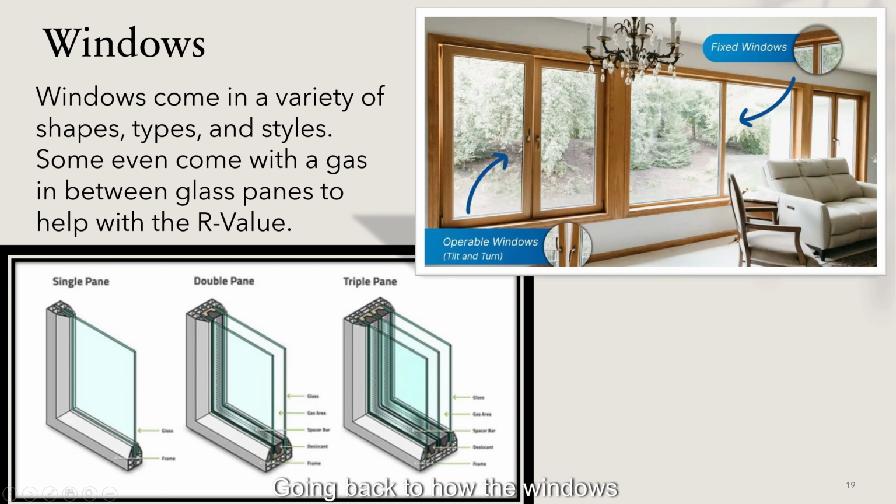Going back to how the windows are categorized, we have either fixed windows, which basically means the window does not move, and then we do have operable windows. So operable windows do open and close. There's weather seals in there. Things can potentially leak in much easier, and so there are different values when it comes to heat load calculations between operable and fixed windows.